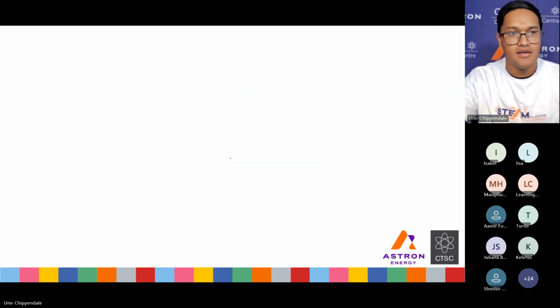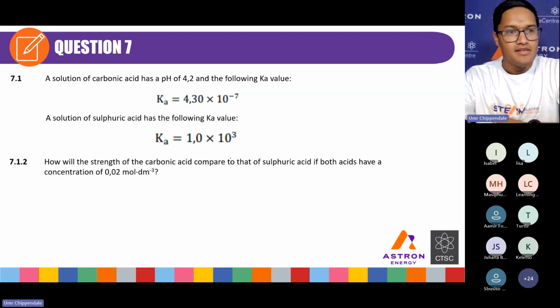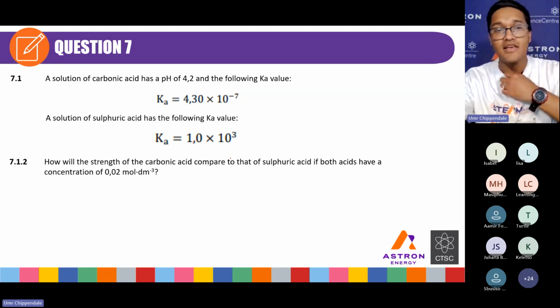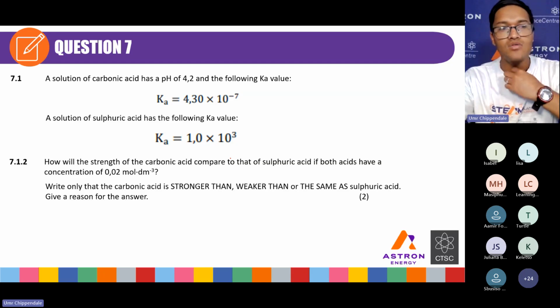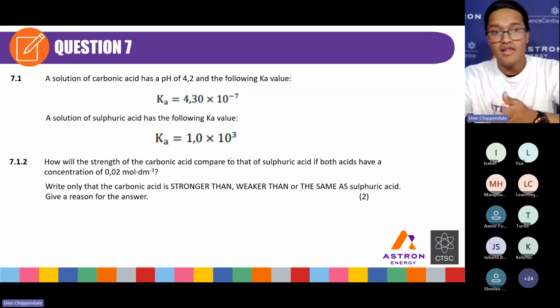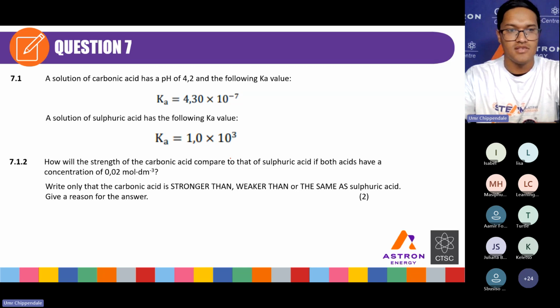Okay, moving on. This is what we have already. 7.1.2. How will the strength of the carbonic acid compare to that of sulfuric acid if both acids have a concentration of 0.02? Write only whether carbonic acid is stronger than, weaker than, or the same as sulfuric acid. Give a reason for your answer.